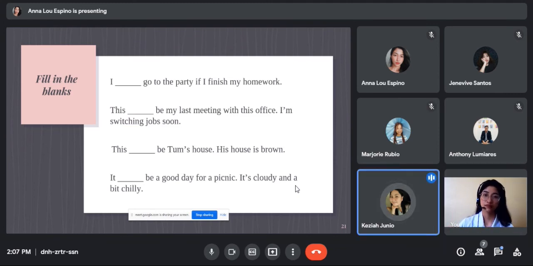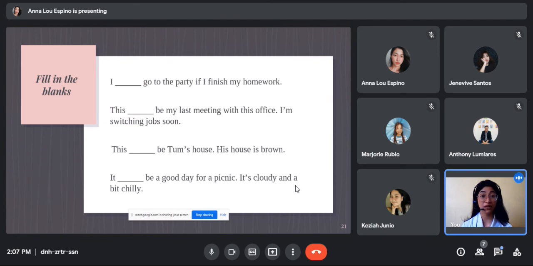Okay, for number one, I blank go to the party if I finish my homework. I may or might go to the party if I finish my homework. Okay, so you used a modal for possibility, right? Because you aren't sure yet. Because of the word if, right? Yes, I wasn't sure if I will finish my homework. Very good. So the modal that you used is may or might because it shows only possibility and not certainty. Okay, very good, Miss Keisha.